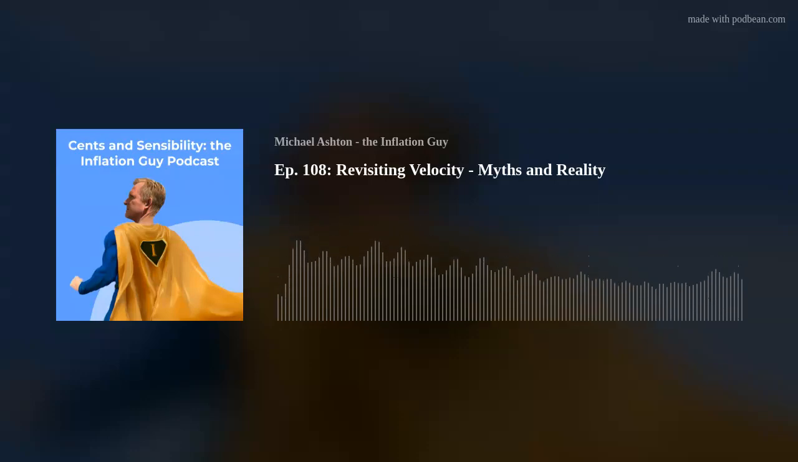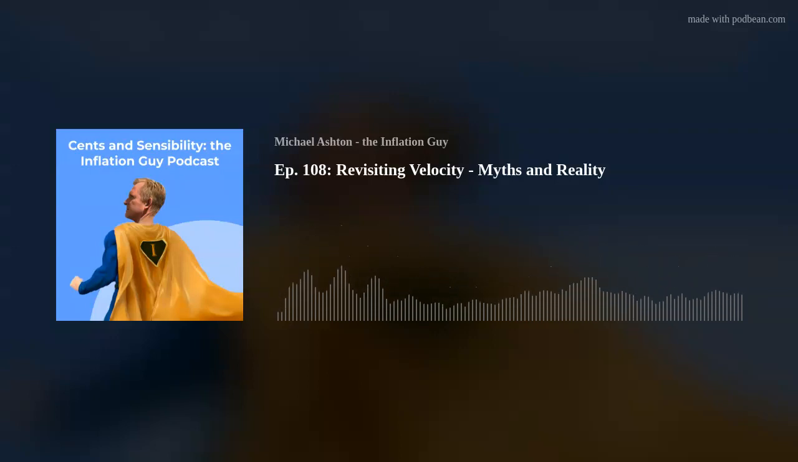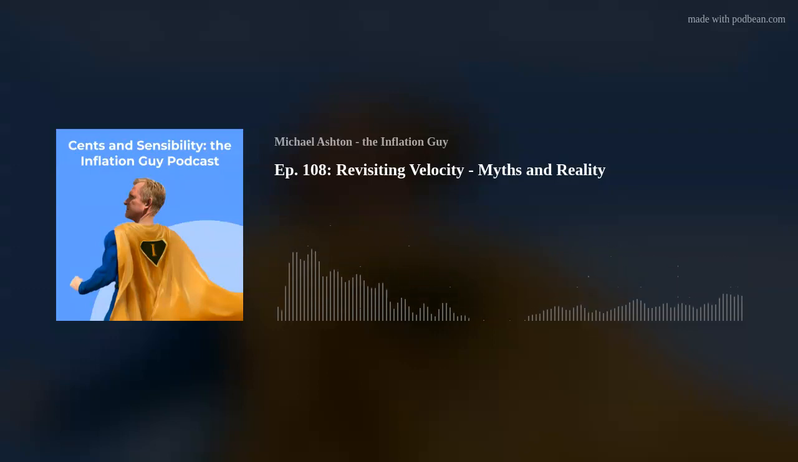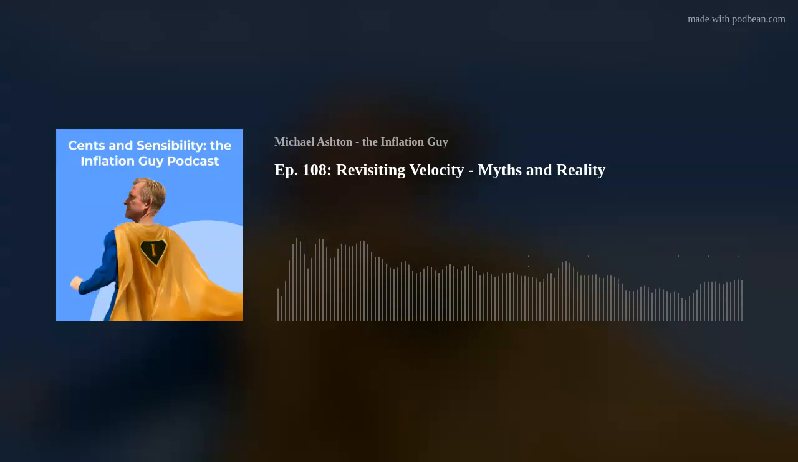Why does velocity matter? Mathematically, you can see that it matters because if all else is equal and velocity goes up a lot, the left side of the equation goes up a lot, then that means the right side of the equation, the PQ side, has to go up a lot as well. And because the actual real economy can only grow so fast, if money velocity spikes, it means that most of that spike has to happen on the price side.